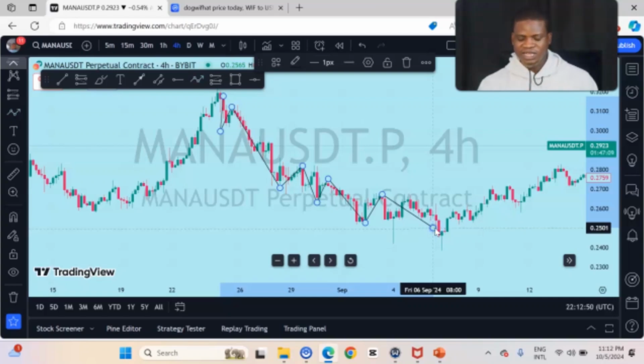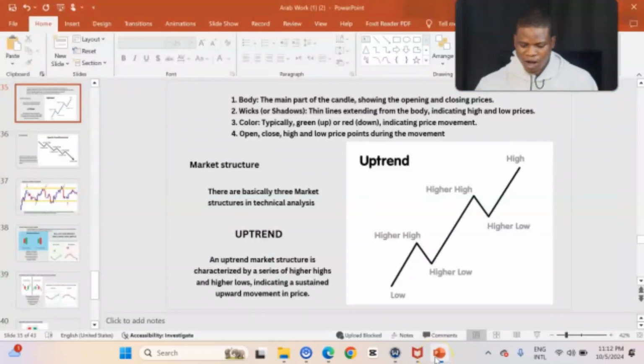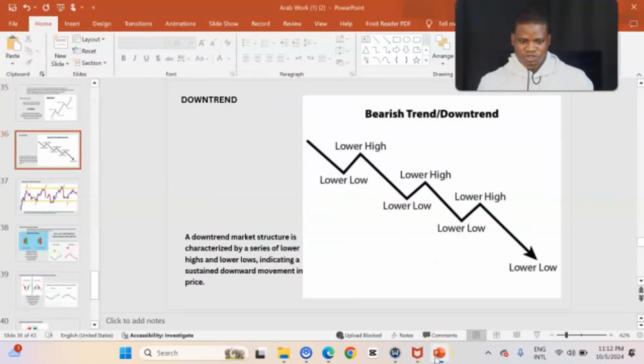So this is what we call a downtrend. In a downtrend, you have a series of lower highs and lower lows, just what we have here. It's telling you that the market is going down. But because the market is going down doesn't mean it's going to go straight down. It doesn't. The market is going to give opportunity for reversals so that you as a trader will have an opportunity to jump into the market.